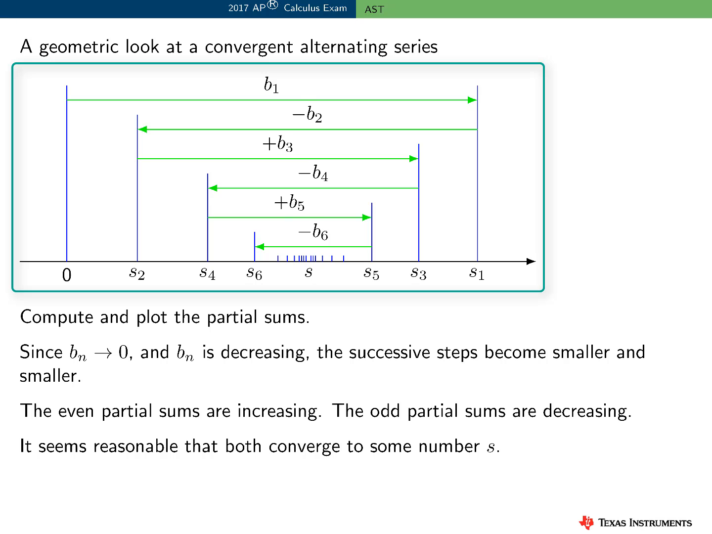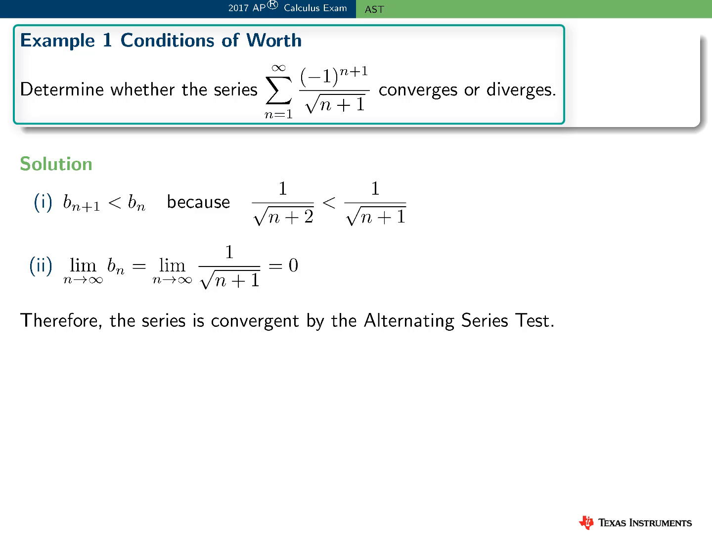Here's a geometric interpretation of a convergent alternating series. Suppose we compute and plot the partial sums on a number line. Since b sub n goes to 0 and the terms are decreasing, the successive "steps" become smaller and smaller. That means that the even partial sums are increasing and the odd partial sums are decreasing. So it seems reasonable, and the graph suggests, that both the even and the odd partial sums converge to some number s.